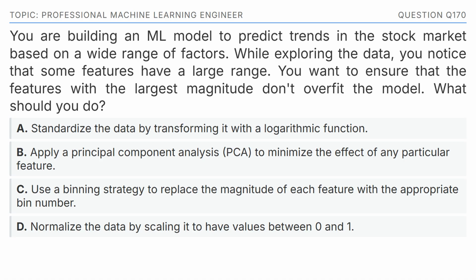What should you do? The options are: Option A, standardize the data by transforming it with a logarithmic function. Option B, apply a principal component analysis, PCA, to minimize the effect of any particular feature. Option C, use a binning strategy to replace the magnitude of each feature with the appropriate bin number. Option D, normalize the data by scaling it to have values between 0 and 1.